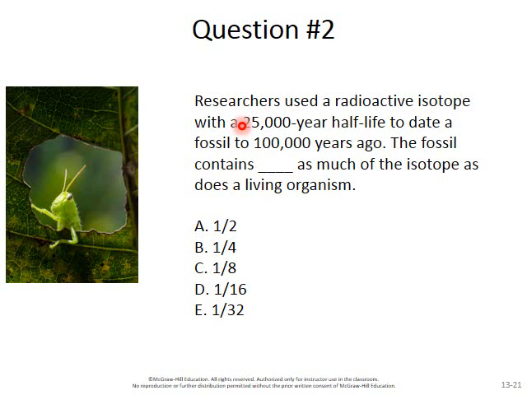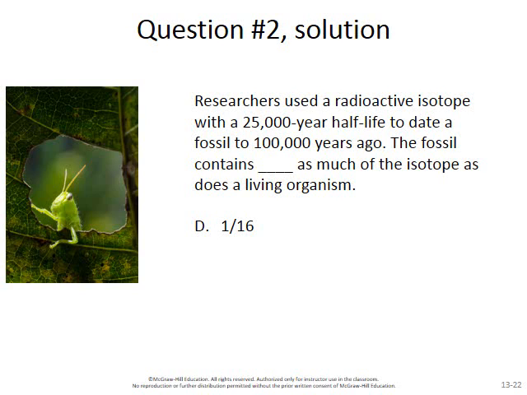When another 25,000 years goes by, we are at an eighth, and so we're at a total of 75,000 years at an eighth. Another 25,000 years, we are now at 100,000 years. We are splitting that eighth in half again. It is a 16th. So in 100,000 years, which is 4 half-lives, we are going to have a 16th of the isotope remaining. I hope that makes sense. It's a lot easier if I'm drawing these numbers on the board. So the answer is 1/16.